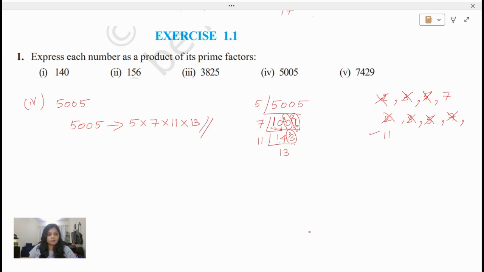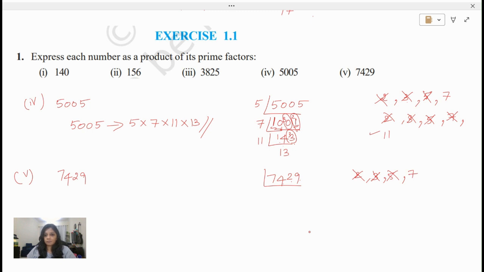Got it? So come to the fifth sum, 7429. I'm going to divide again using prime factors. I know it is not an even number, so it won't be divided by 2. Let's go for the sum of the digits. 7 plus 4 is 11, 11 plus 2 is 13, 13 plus 9 gives you 22. Again, it won't be divisible by 3. Let's go for 5. It won't be because the unit digit is not 5.